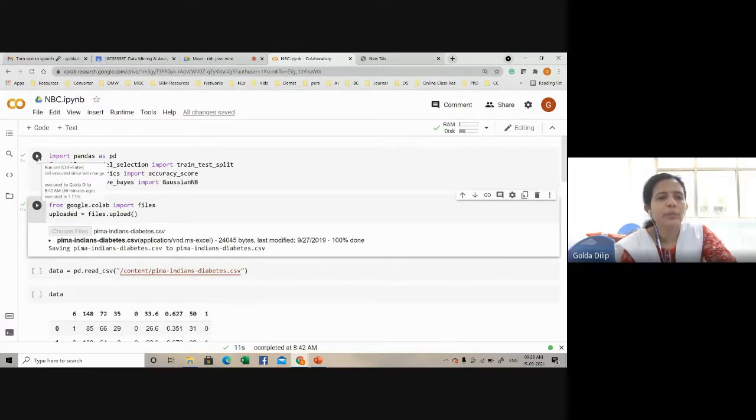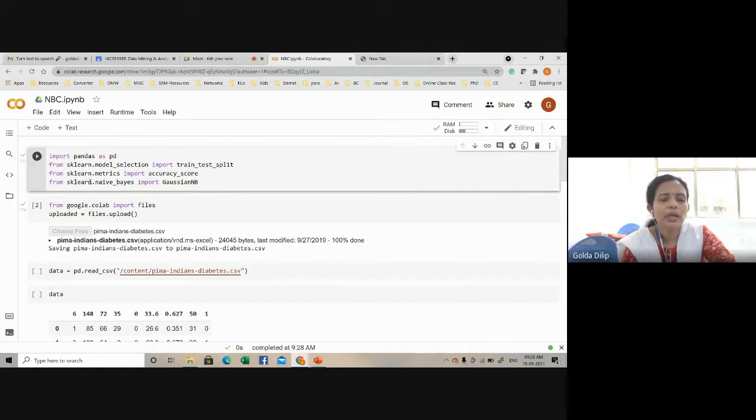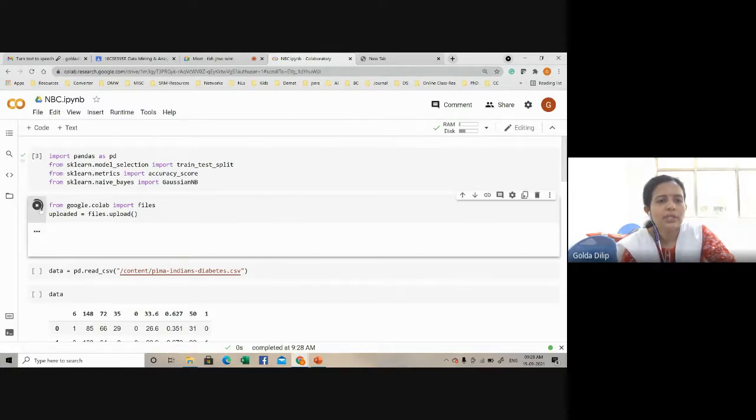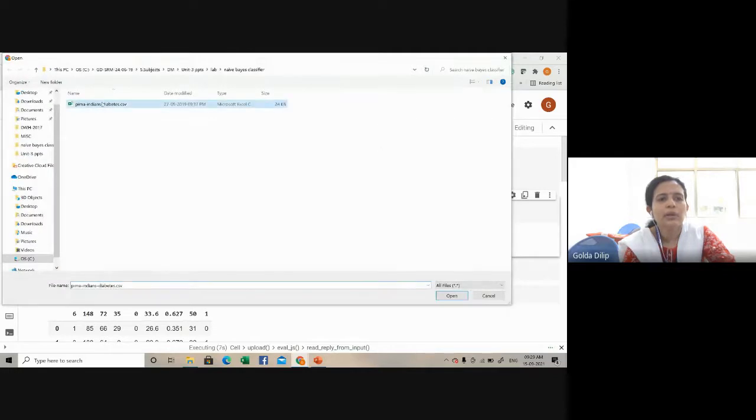First step: I'm going to demonstrate the naive Bayesian classifier for the diabetes data set. I first import the necessary libraries, which will help me to implement this naive Bayesian classifier. Then I load my CSV file, which I have downloaded from Kaggle, that is nothing but your PIMA Indian diabetes data set.